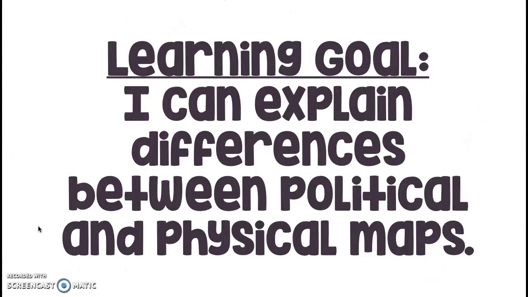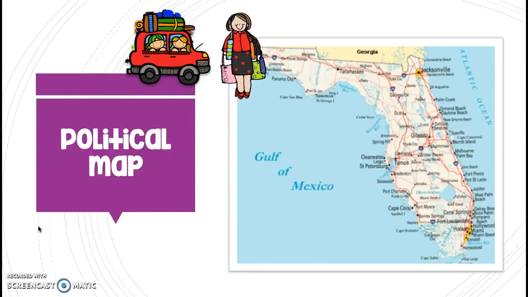Our learning goal for today says, I can explain differences between political and physical maps. Now, political and physical maps are two different types of maps. A political map looks like this. A political map shows streets and major highways. It shows big cities and little cities. It shows borders. All of these red lines, those are big major roads that we could follow.